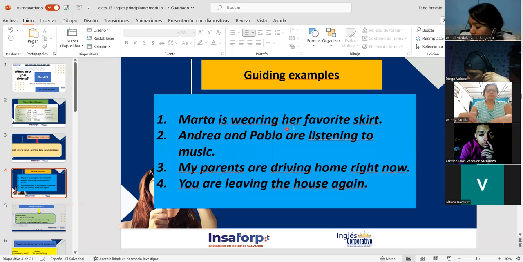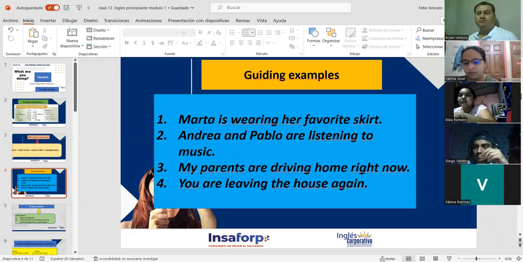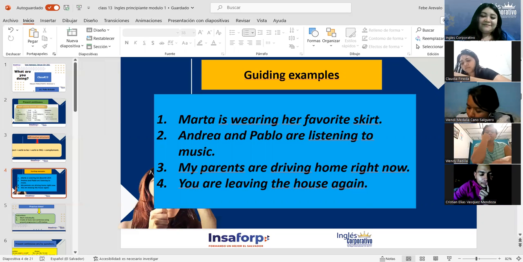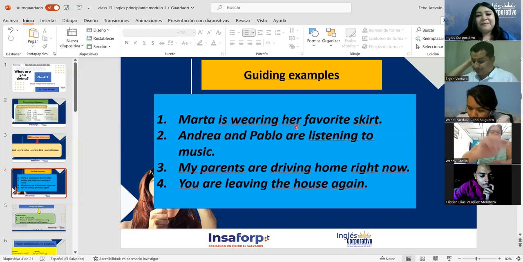Her, a ver, pregunto, Elias, her is possessive adjective or possessive pronoun? Pronouns. Are you sure? Vamos a ver. ¿A dónde tiene que ir el pronoun usual? Si fuera pronoun, ¿a dónde iría? ¿Alguien más? ¿Que le brinde ayuda a Elias? Al final. Exactly, that's correct, al final. Entonces, como este no está al final, ¿qué sería? Possessive adjective. That's correct. Excellent, thank you, Miss Padilla.